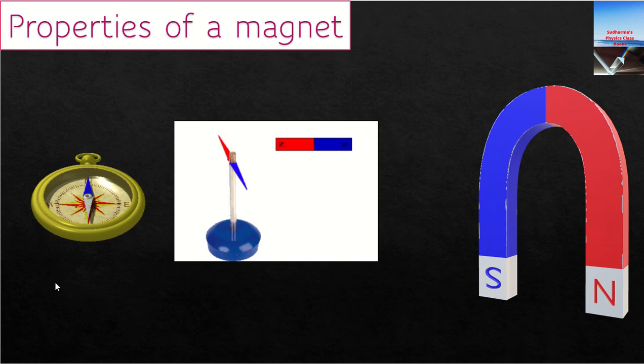Basically we know that the magnet has two poles, right? So it has a north pole and a south pole. It has two poles, north and south pole. Now, what else comes to your mind? Immediately when the magnetism concept comes to your mind, the compass needle also comes to our mind, right?